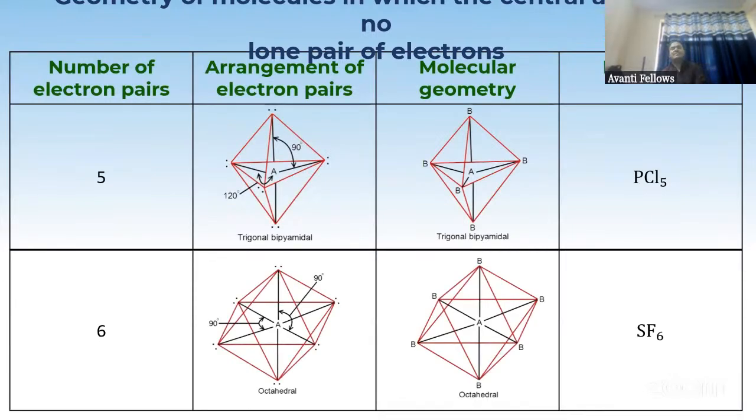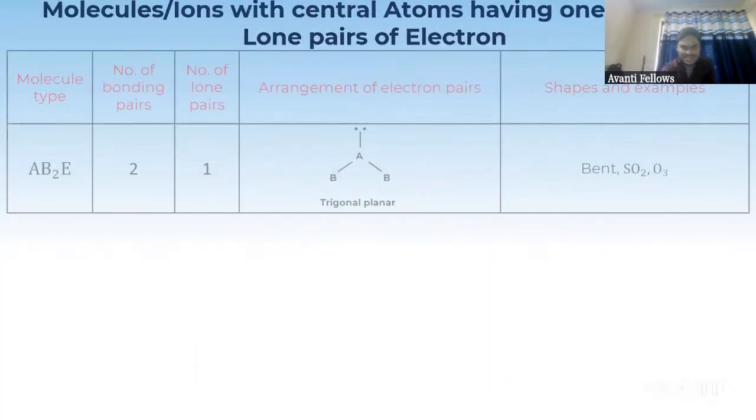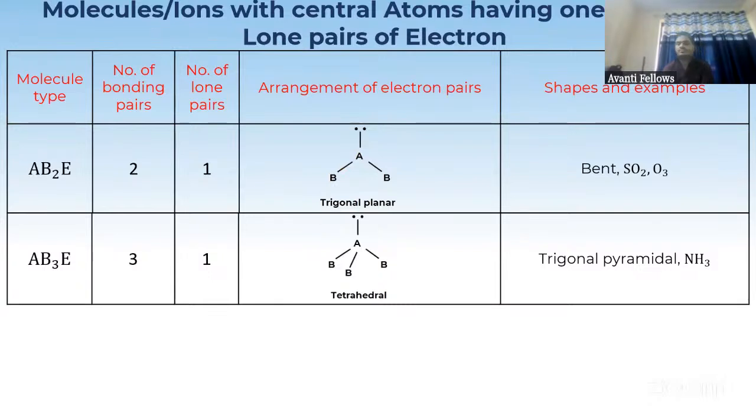If they're having 5, then we say it's a trigonal bipyramidal structure, PCl5. So in all this, there is no lone pair of electrons. Whenever the lone pair of electrons comes into the picture, their geometry and the electron arrangement will be disturbed, right? So if we have 5 electron pairs, then the shape is TBP, trigonal bipyramidal. Similarly for 6, we have an octahedral geometry. Example, SF6.